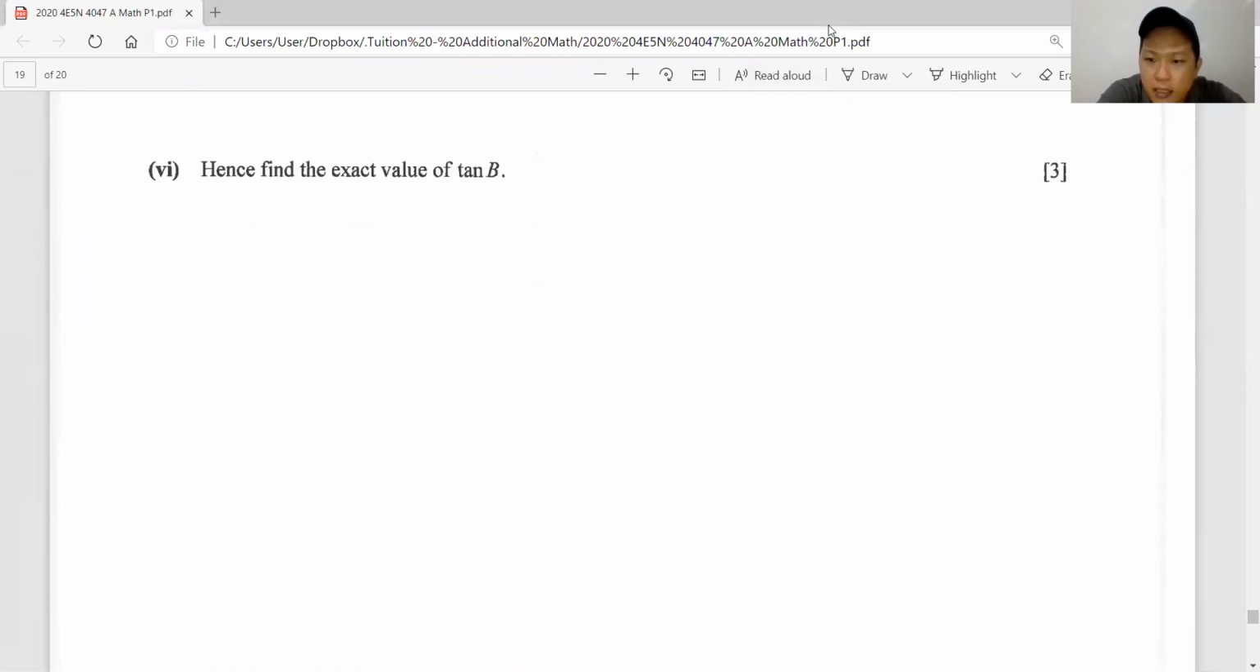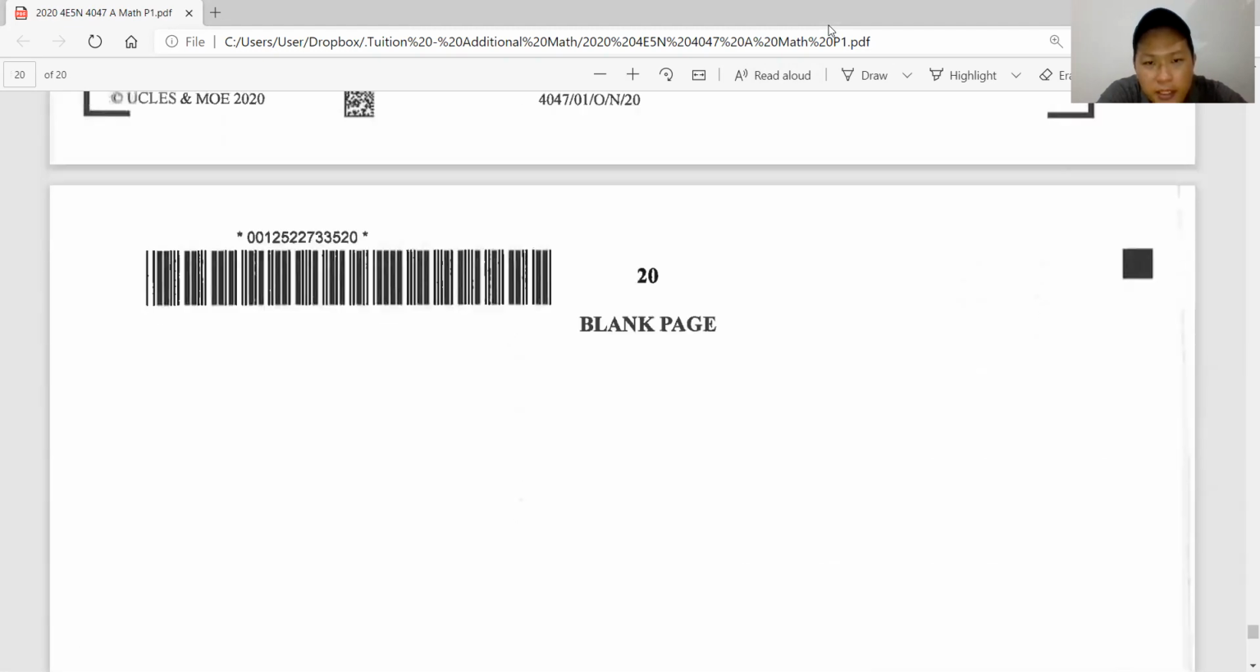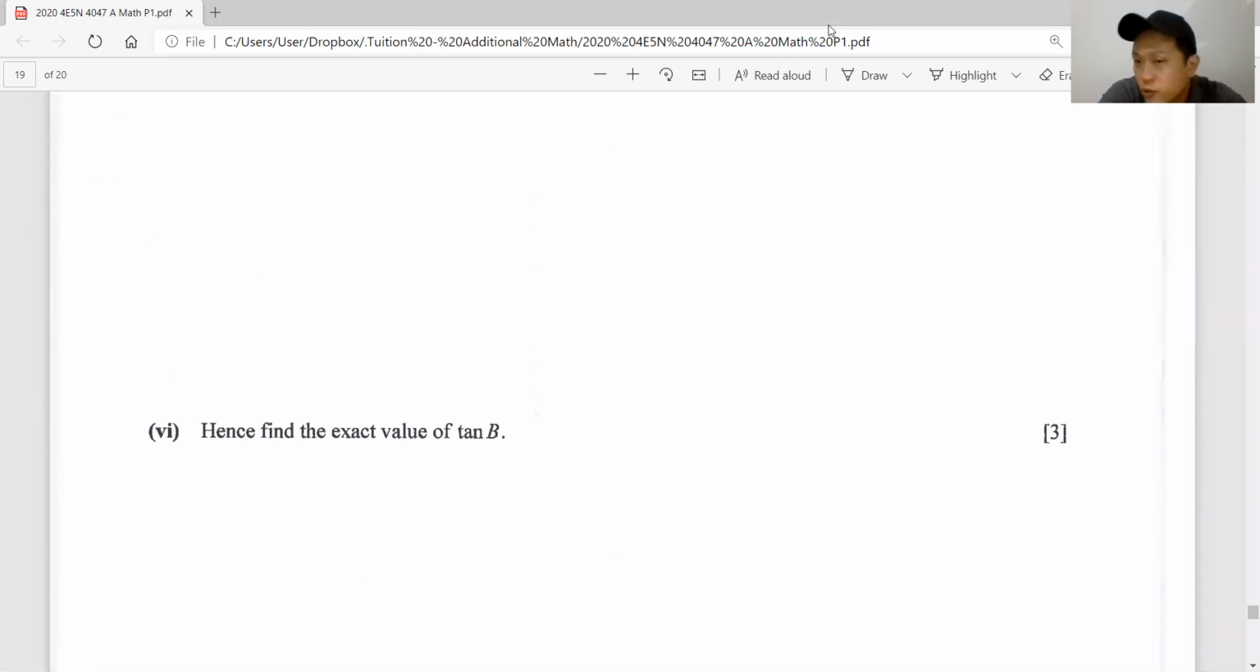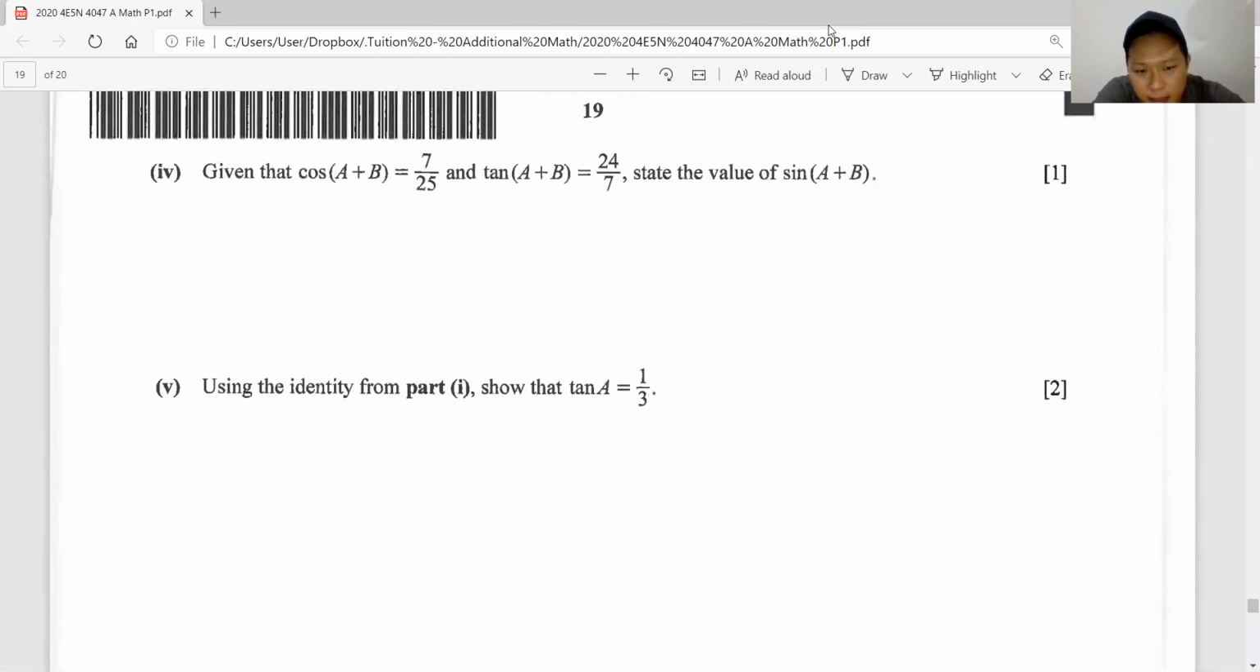Okay, so part 6. We have come to the last part of this question, which is also the last part of this paper. No lah, just one question only. So find the exact value of tangent B. The important information is going to be here and here. That's all I need. The rest is not important to part 6. So to find tangent B, I will use this one.